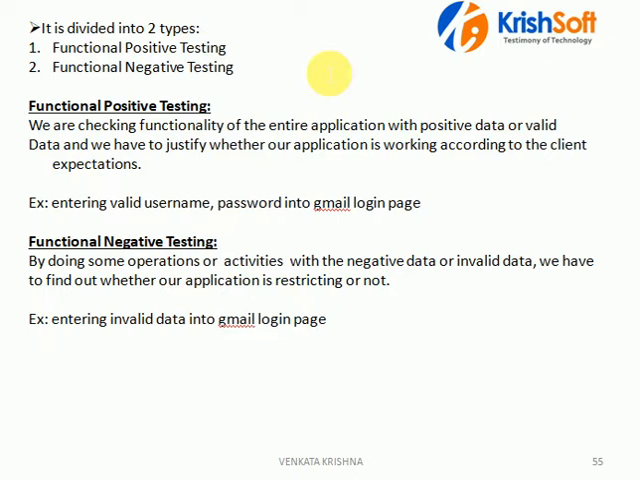Functional positive is testing the application functionality with valid data. When you enter valid data, it should allow you to log in to the application. Functional negative is testing the application functionality with negative, invalid data. The application should not allow you to log in. It should throw proper error messages to the user, saying you entered an invalid username, or an invalid password.